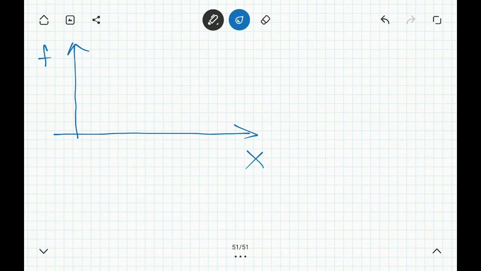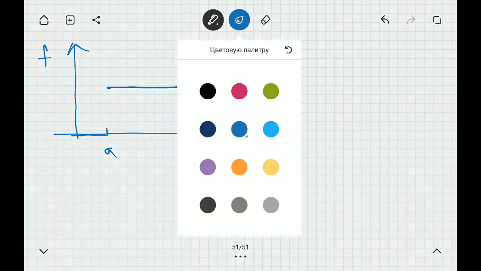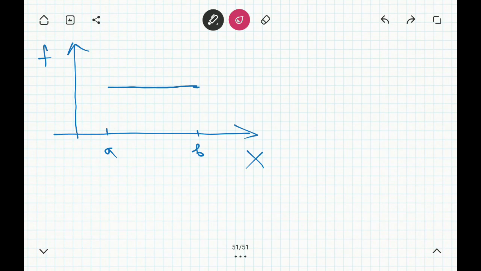So for uniform distribution, the density function is the same between your boundaries, between A and B. It's the same constant number. And then outside it's 0. Let me change the color. Okay, like this. So inside it's constant and non-zero, and outside it's constant and 0.